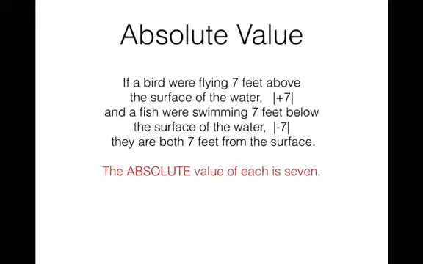Here's an example of a word problem that would be using absolute value. If a bird were flying 7 feet above the surface of the water, which would show the absolute value of +7, and a fish were swimming 7 feet below the surface of the water, which would show the absolute value of -7, they are both 7 feet from the surface. The absolute value of each of them is 7. The surface of the water is the 0 mark.